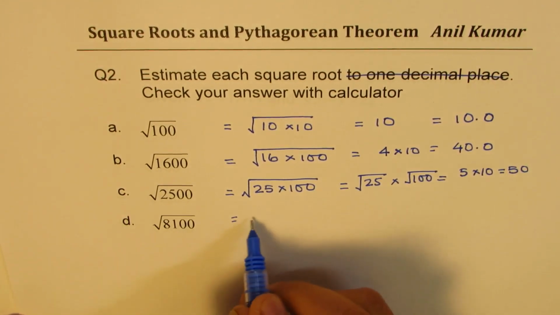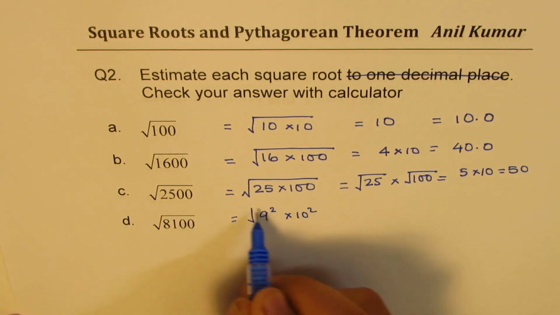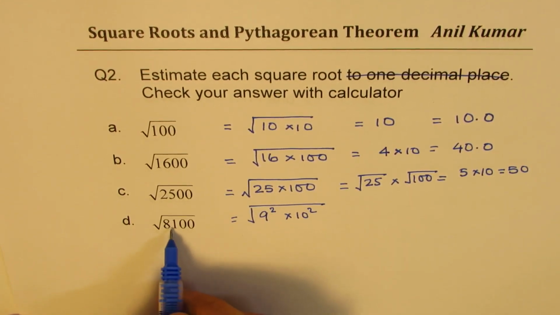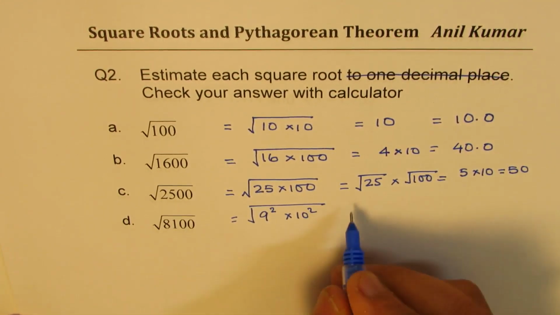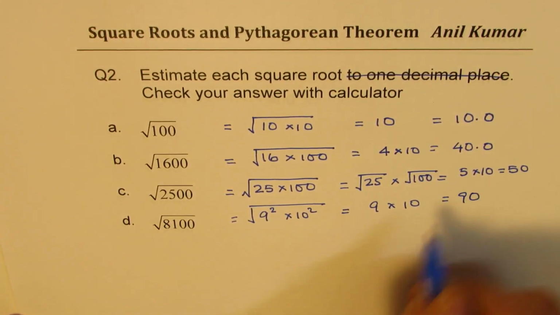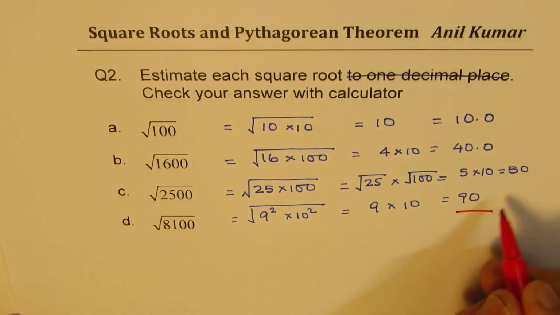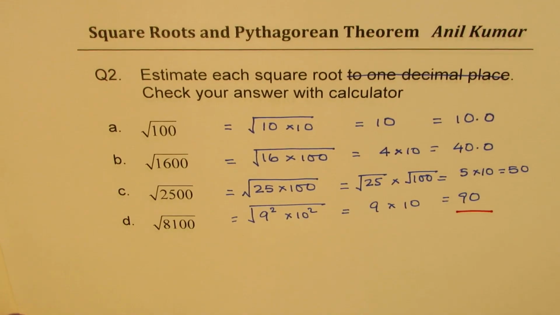8100, I think is very clear. 8100 is 9 square times 10 square. 9 square is 81 and 10 square is 100. So I could write this as 9 times 10 or 90. Perfect. So I've shown you different ways of doing the same thing. So that is how you could do it.